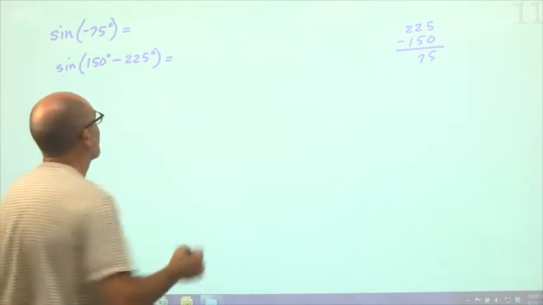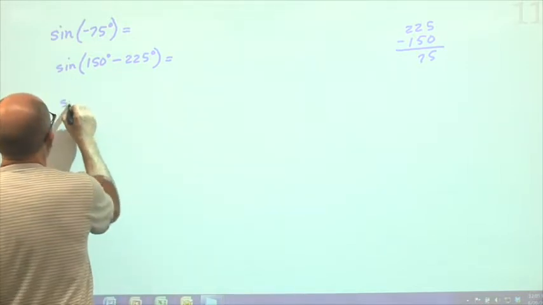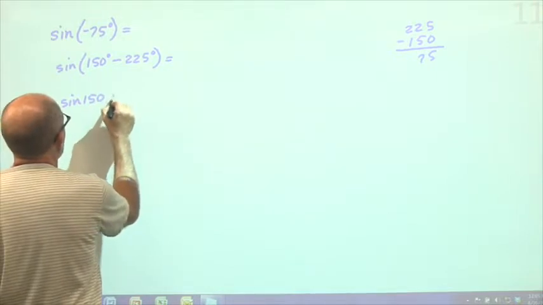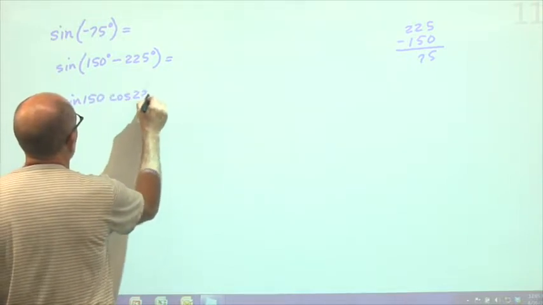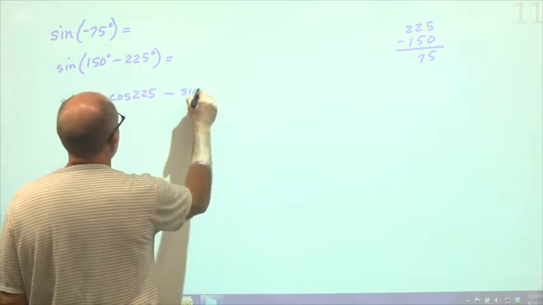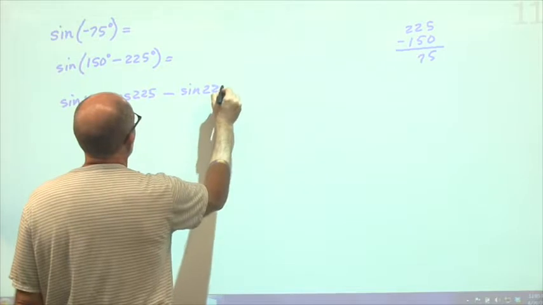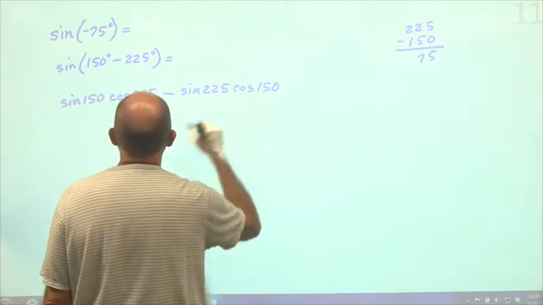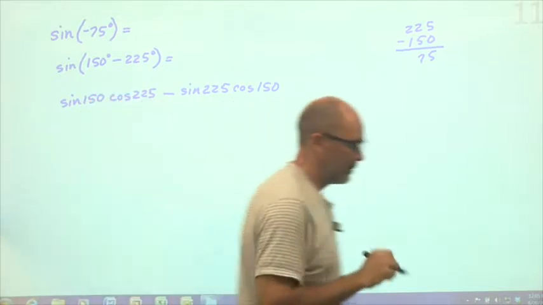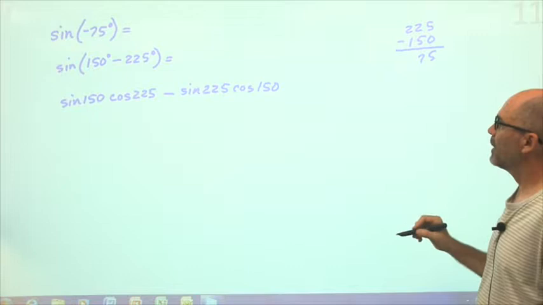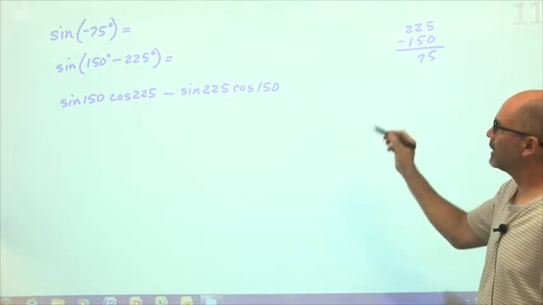Okay, so we just go sine, cosine, and then same sign, trade dance partners, sine, cosine.